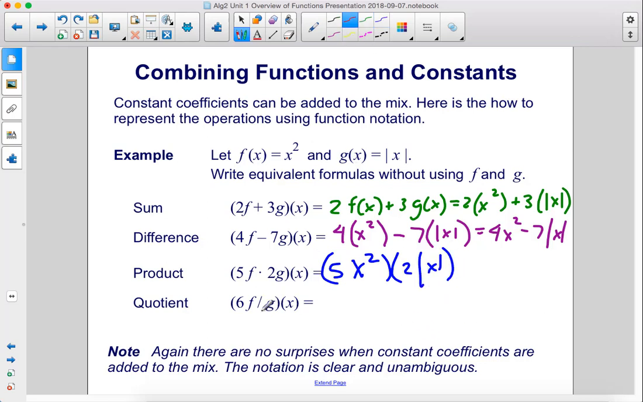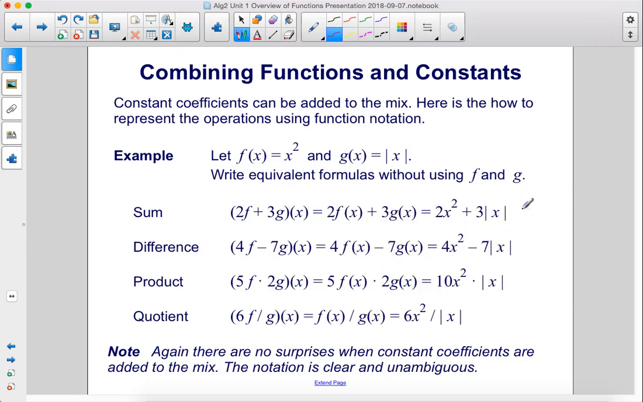And then finally, 6f divided by g of x. 6x squared divided by the absolute value of x. And here are all of the answers. On the previous problem, we had left this as 5x squared times 2 times the absolute value of x, but you can then multiply those coefficients together to make 10, and we got them all right.